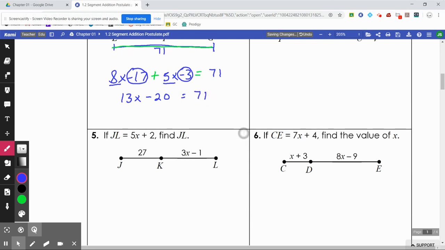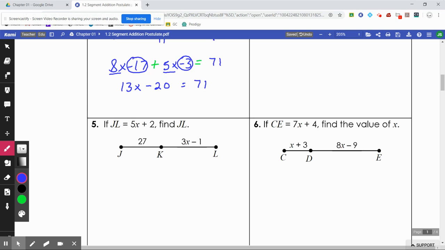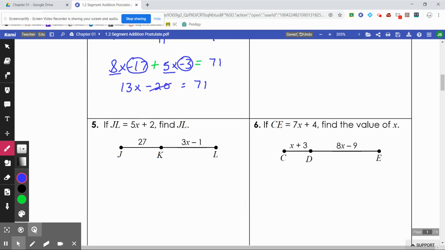Basic equations. Okay, now to get x by itself, I've got to get rid of minus 20. I'm going to move it to the other side by adding 20. And now I'm left with 13x on the left side and 91 on the right side. Last step, since these are being multiplied, I'm going to divide by 13. And I'm going to find out that 91 divided by 13 is 7. So my x has a value of 7.